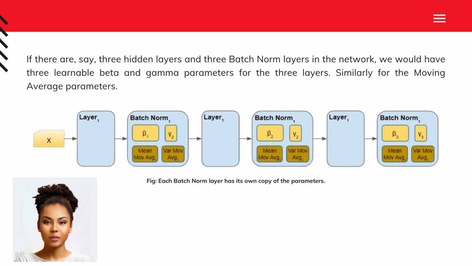Consider a scenario where the network comprises 3 hidden layers accompanied by 3 batch norm layers. In such an arrangement, we would encounter 3 sets of learnable beta and gamma parameters, each pertaining to its corresponding layer. The same principle holds for the moving average parameters associated with each layer.